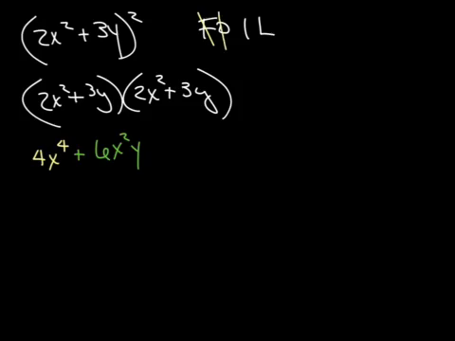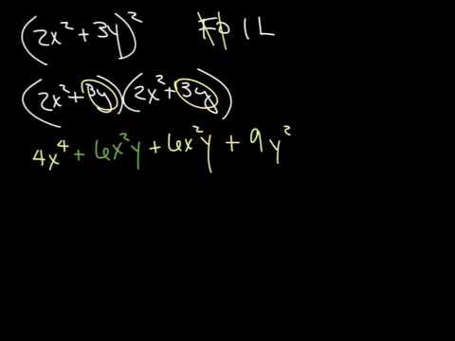Now the inside means the inside numbers, this one and this one. These are the ones that are on the inside. They're closest. So 3y times 2x squared would be 6x squared y. And last, this number and this number are both the last numbers. 3 times 3 is 9, y times y is y squared.